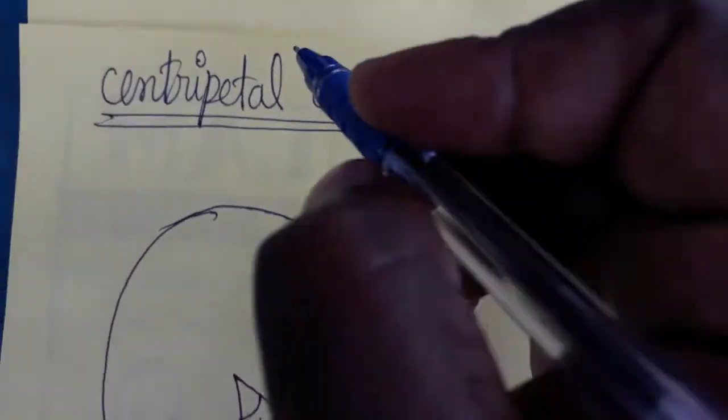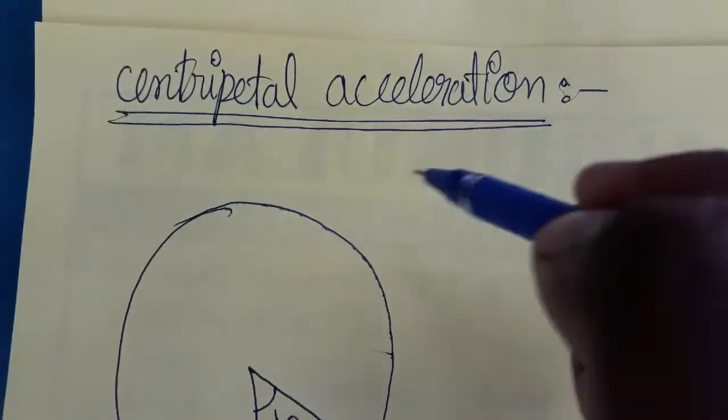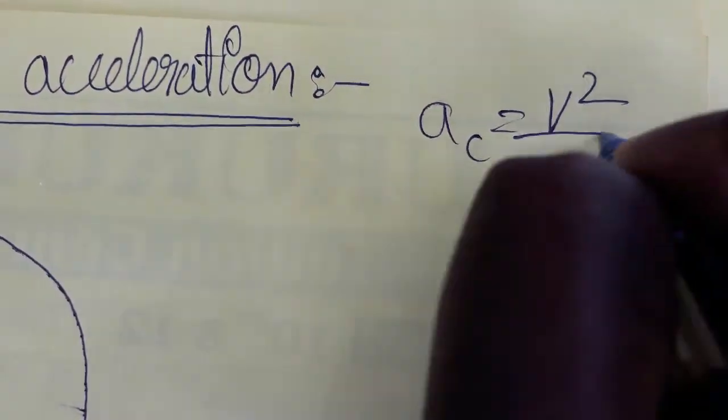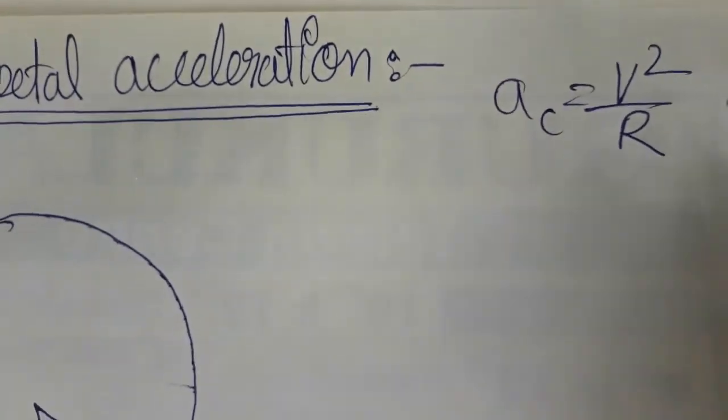Hello student, today we are going to see how to find the centripetal acceleration. The centripetal acceleration formula is v square by r. Today we are going to derive how we got v square by r.